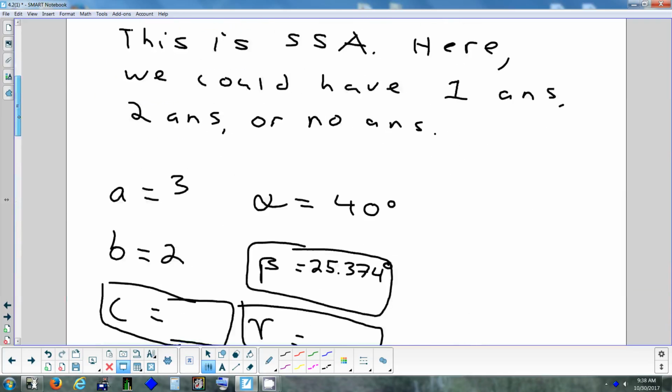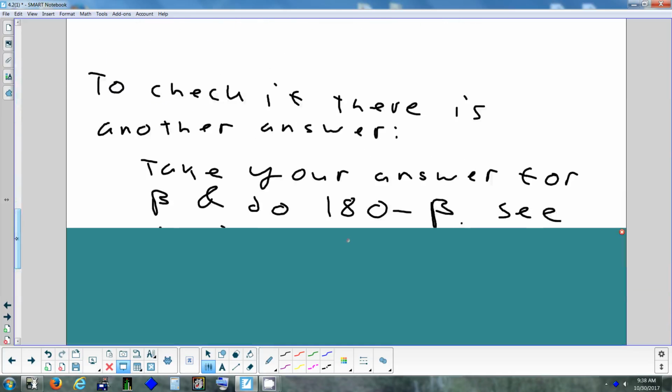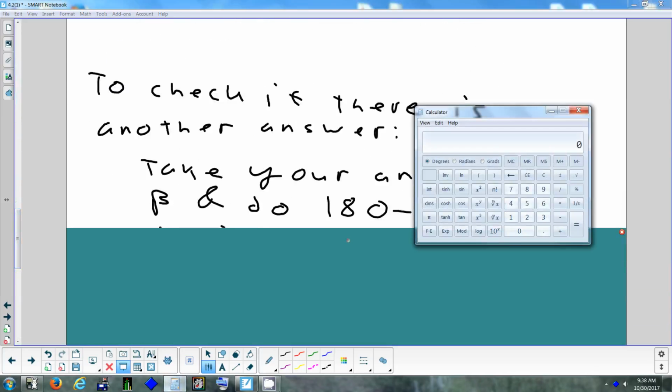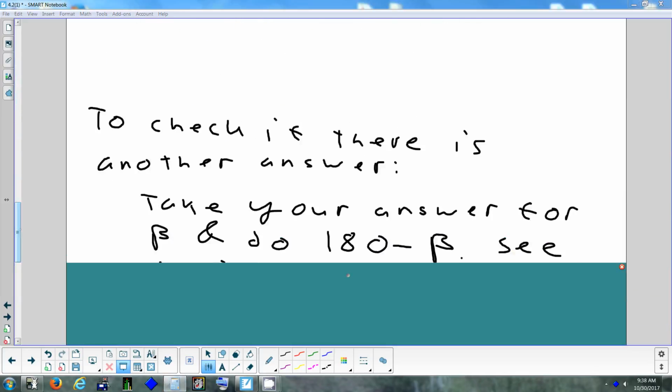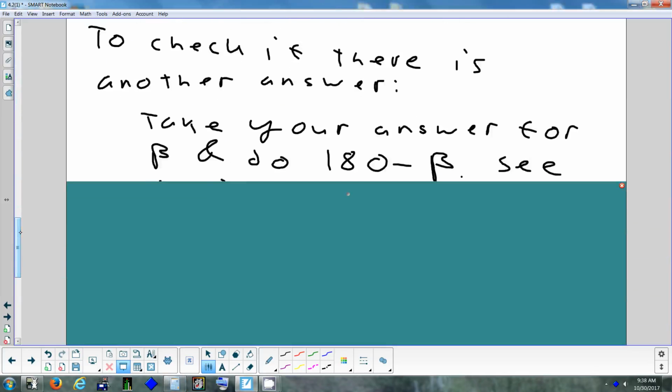So we got 25.374. So if there is a second answer to this problem, it's 180 minus 25.374. 154.626. I'm just going to write that. Actually, I think I already have it written down. But just in case, I'll write it down again. I'm not putting it in the box yet because I don't know if it works. Okay, but if there's a second answer, that's what it is.